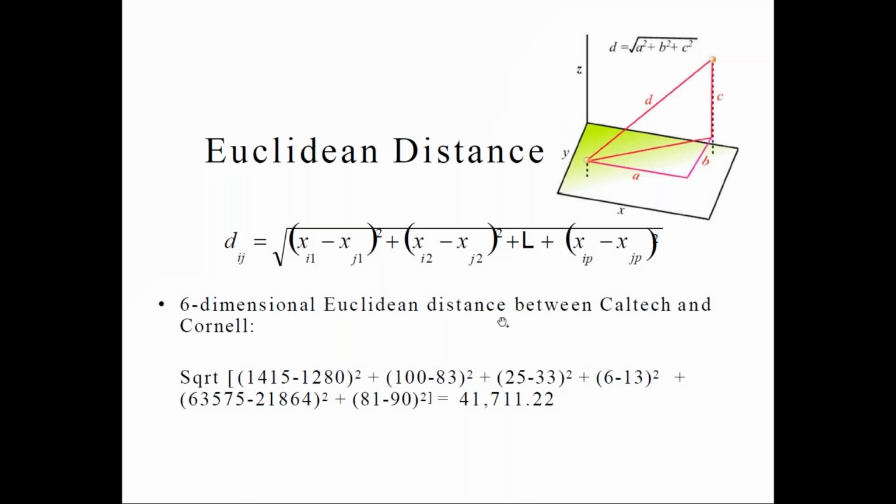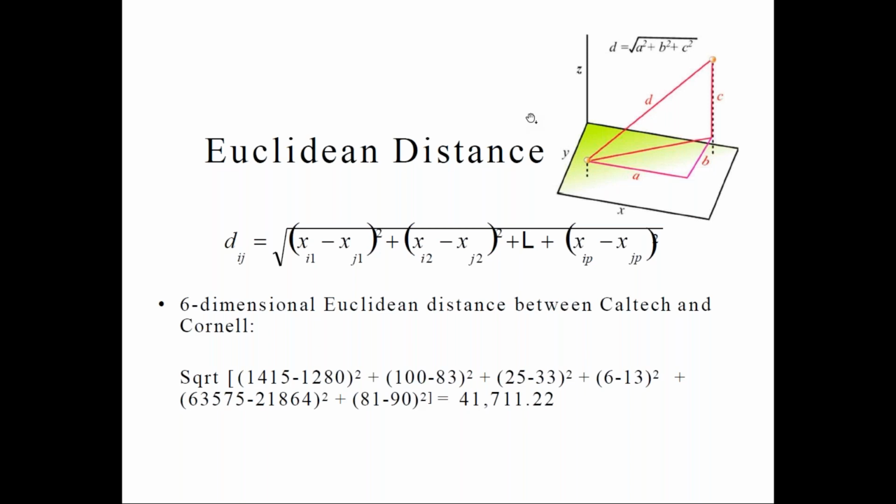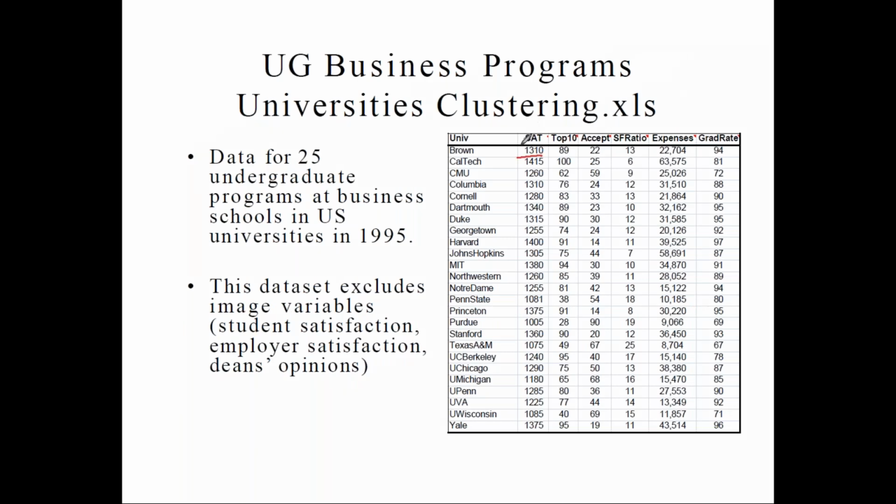Before that, I want to ask you a question. What is the unit of this? Units in the sense I'm talking about your SAT score. What is the SAT score unit? It will be in numbers, right? And what about your top 10? It will be in percentage. Acceptance ratio will also be percentage. Student faculty ratio is also percentage. What about expenses? Currency. Dollars.